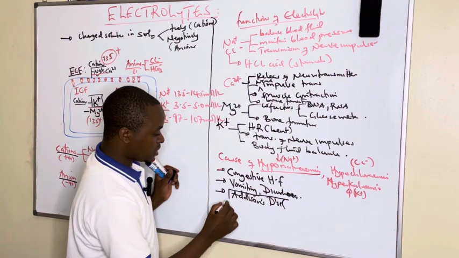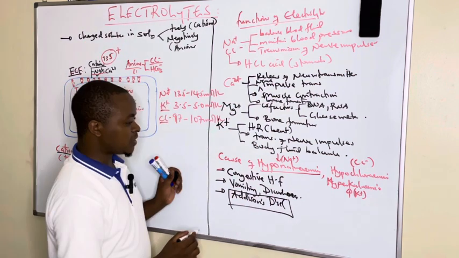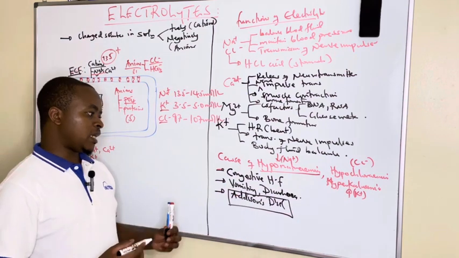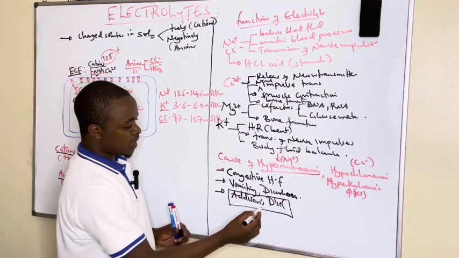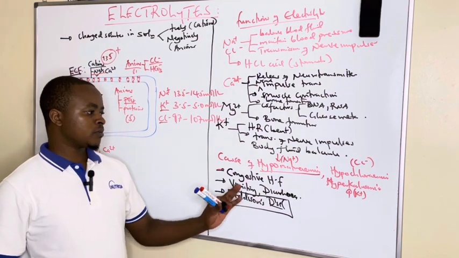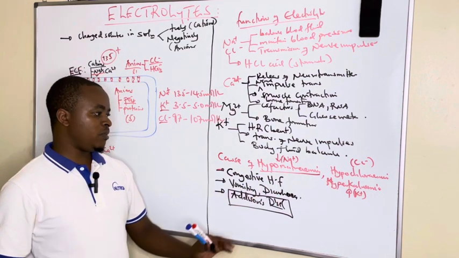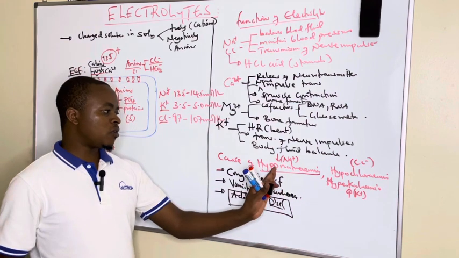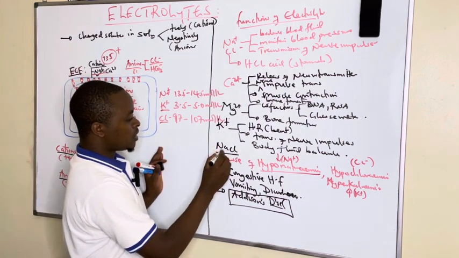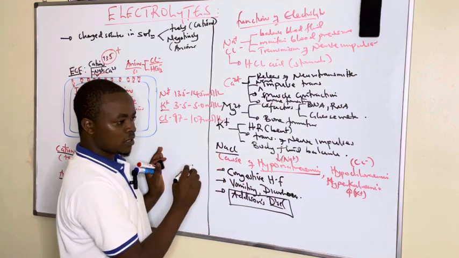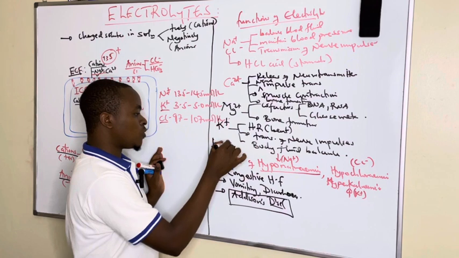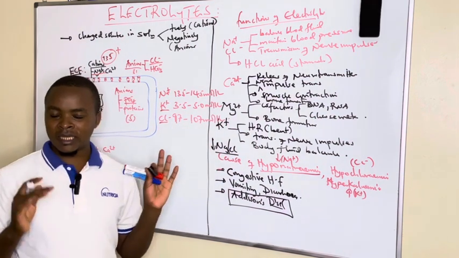But this is peculiar. This one I'm going to put in a box because it is specific for sodium, but it can act on both. So we are seeing Addison's disease also causing hyponatremia, hypokalemia and hyperkalemia. Why? Because sodium is always found together with chloride. It is always in combination with chloride. So anything that causes low sodium also causes low chloride because they exist together.